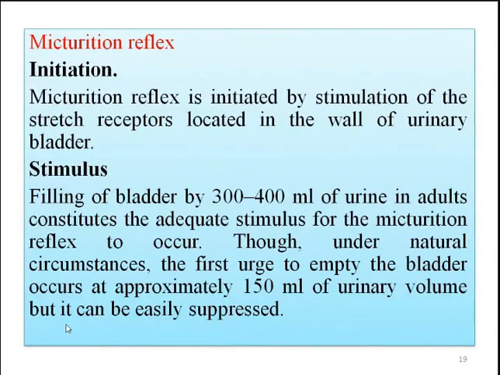For every reflex, there is a center, an afferent limb and an efferent limb. Afferent limb means the nerve supply which carries the sensation from the periphery to the center, and from the center the information is again carried through the motor nerves, the efferent pathway. That comprises a spinal reflex. So for the micturition reflex, let's see what the initiating factor is. The micturition reflex is initiated by stimulation of the stretch receptors located in the wall of the urinary bladder.